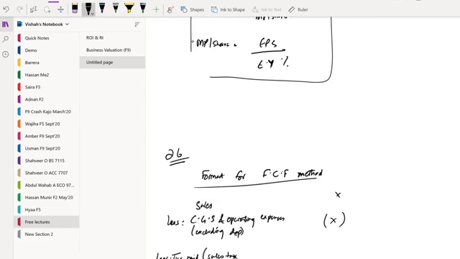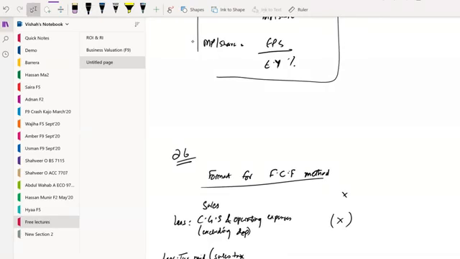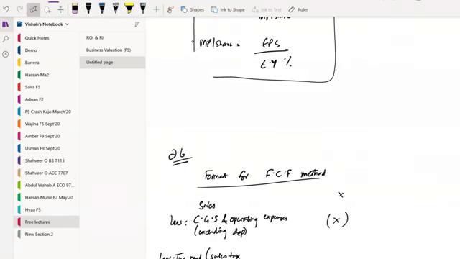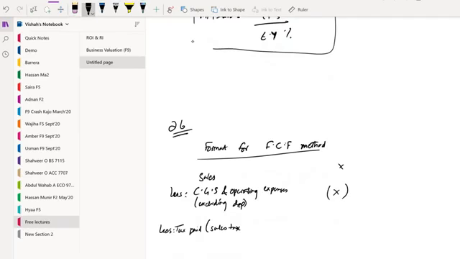Sales less cost of goods sold and operating expenses, but operating expenses should be excluding depreciation. Why? Because depreciation is a notional cost, because we do not give out an actual cash amount while paying off the expense of depreciation, right? So whatever we include in this format is just related to the amount that we are actually paying in cash or we are receiving in cash. Which is why we are excluding depreciation.